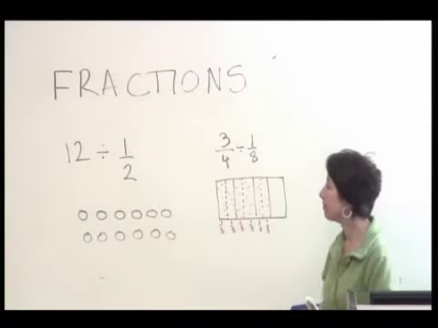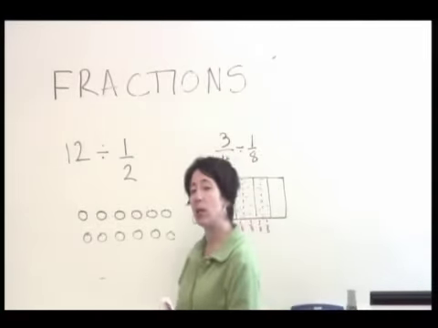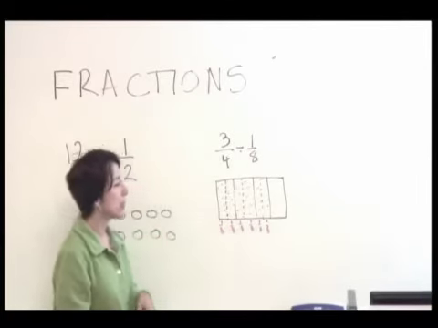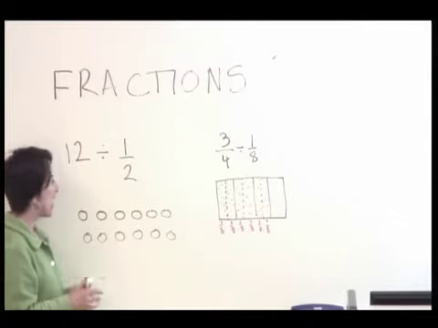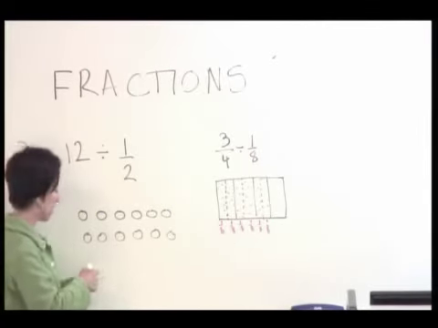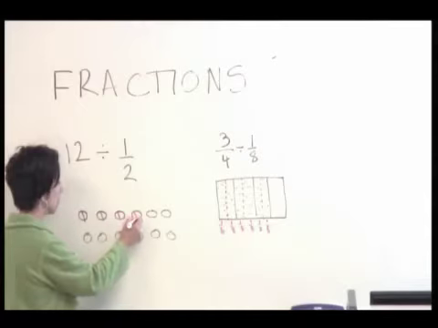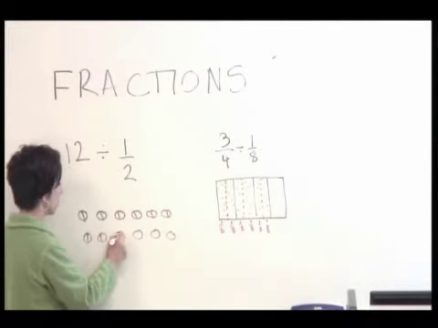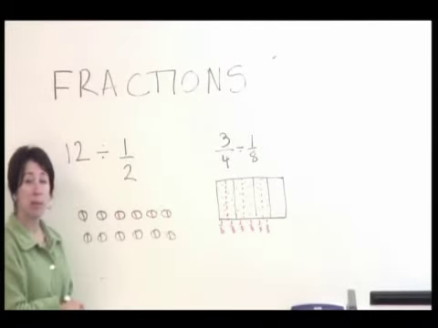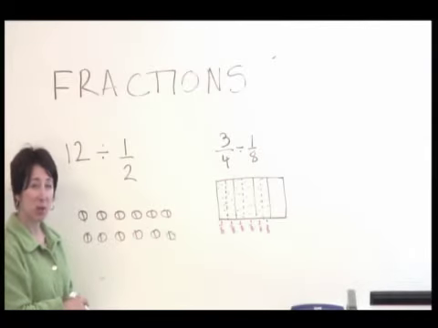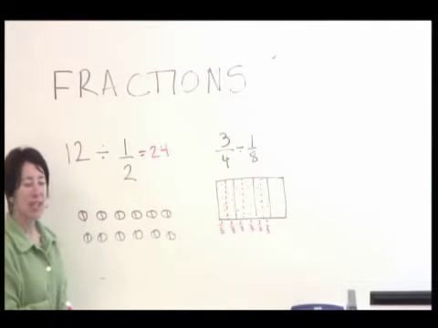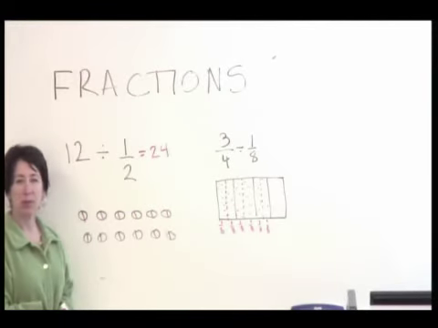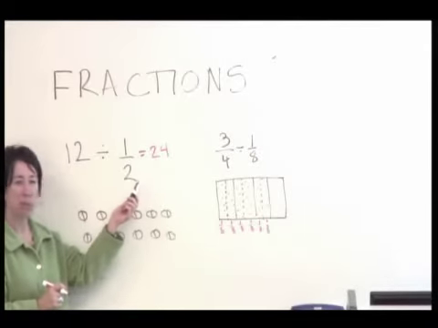Dividing fractions. Let's look at dividing a whole number first. Here I have 12 muffins. And if I divide each of these in half, how many pieces will I have? I'll have 24. So 12 divided by 12 is 1, and 12 divided by 1/2 is 24.